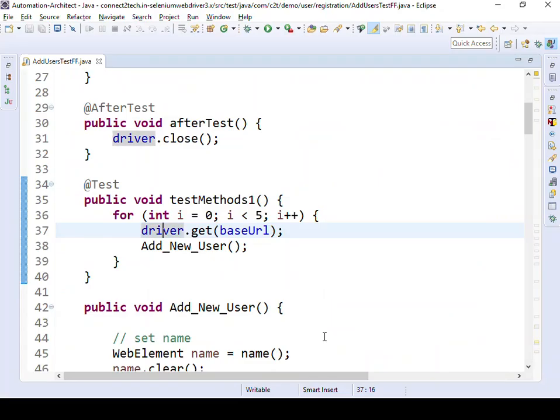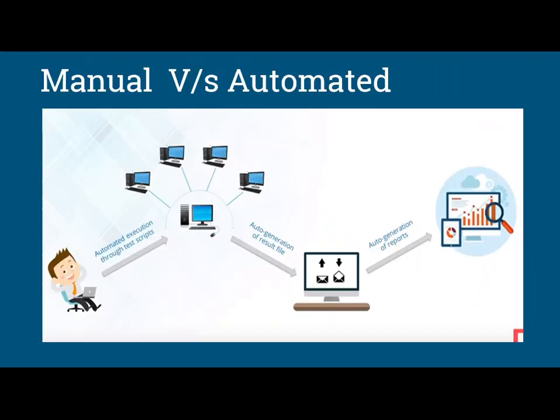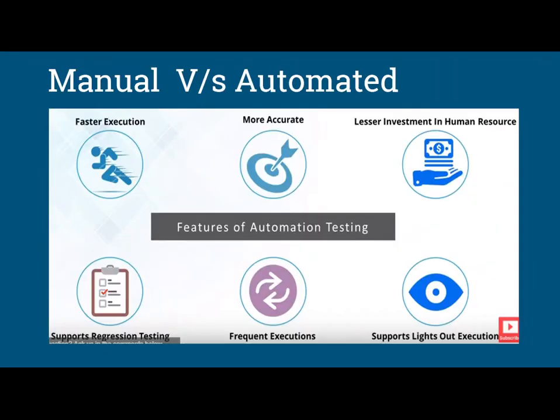Okay, now coming back to the slide here, this is what I showed you, that you were able to achieve faster execution, plus it is more accurate. Why is it accurate? Because once you have written your code, it will always do things the right way it is supposed to do, right? You will have more accuracy, plus lesser investment in human resources.